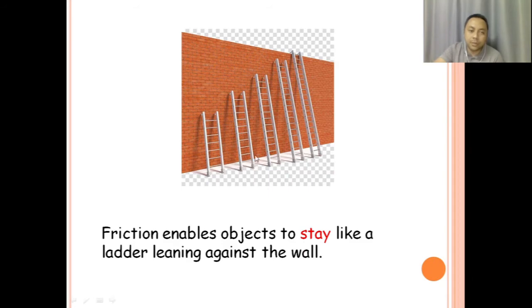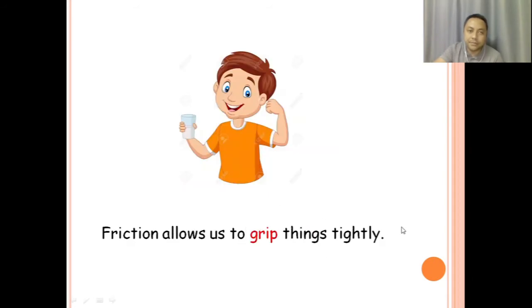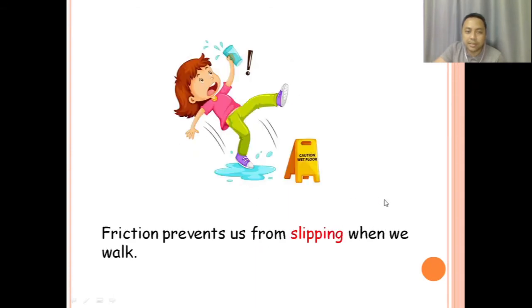Without friction, it won't stay like this. Friction allows us to grip things tightly. So you can grip a glass of water without worrying that it would fall. There is a friction, so you can grip that glass.